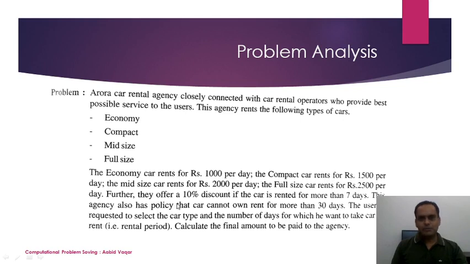Another data item you need to know is rate of discount. This was rate of rent, and now you need rate of discount, because we have two slabs of discount: 10% for users who rent the car for more than 7 days, and 0% discount for customers who take the car for less than or equal to 7 days. So there are two categories of discount. Rate of discount can be an integer, either 10% or 0%, so we store 10 or 0. These are the main data items.